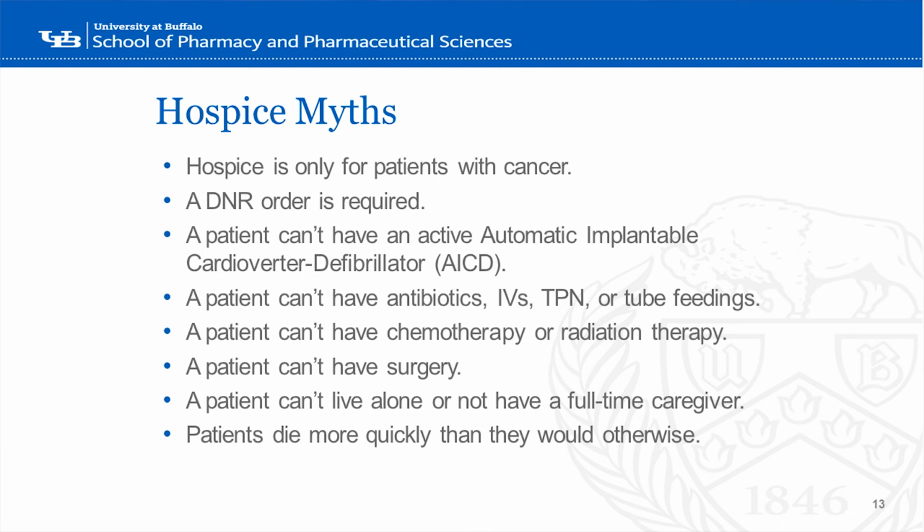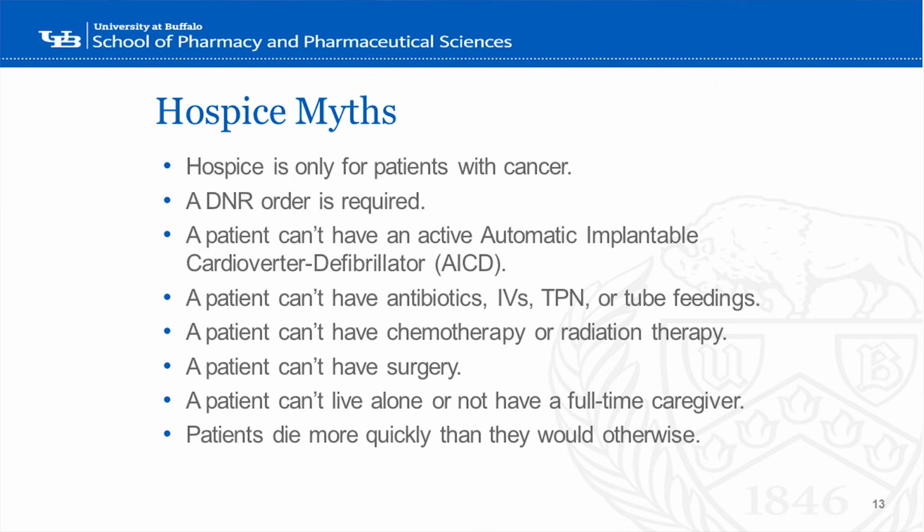Patients can't have an automatic implantable cardioverter defibrillator. Again, patients can have these, but as patients decline towards end of life, we often will have those deactivated. Patient can't have antibiotics, IV fluids, TPN, or tube feedings. Again, we often limit those based upon a patient, but patients do receive all of those types of therapies.